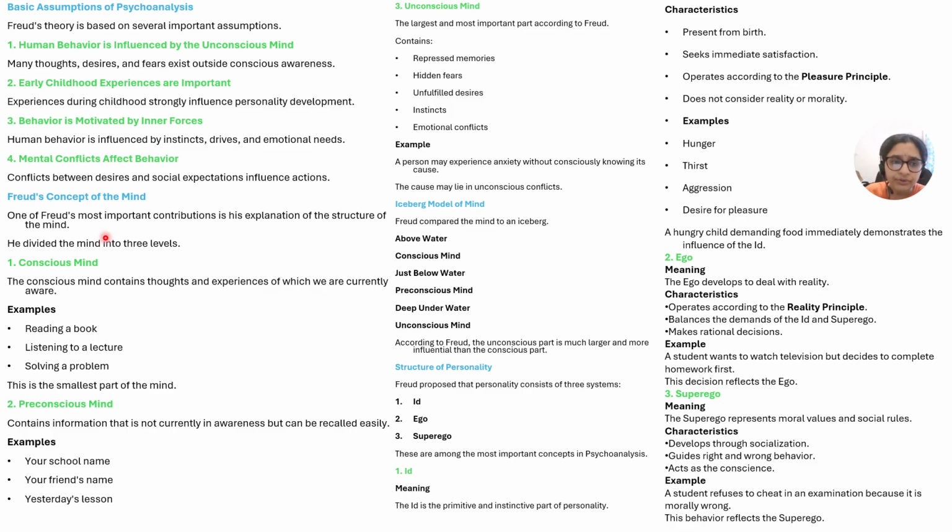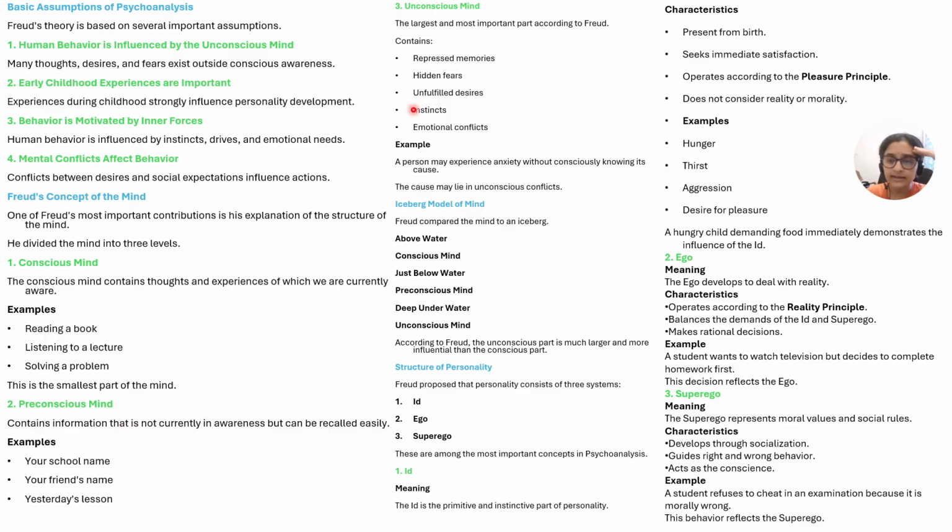Okay, so Freud's concepts of mind: he divided the mind into three levels: conscious mind, preconscious mind, and unconscious mind. What is conscious mind? The conscious mind has thoughts and experiences of which we are currently aware. That means the thoughts which are happening in the present. Example, reading a book. It is happening in the present and we think about it right now. Then preconscious mind contains information that is not presently in our mind, but can be recalled easily. Example, your school name. It is not right now in my mind, but if you ask me my school name, I can recall it immediately within seconds and tell you. Okay, that is preconscious mind.